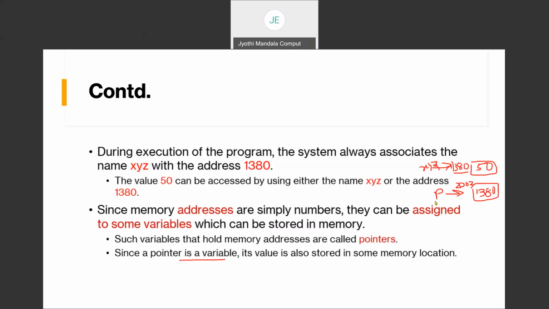Since a pointer is also a variable, its value is also stored in some memory location. And what is the value of that one? That value will be the address of this variable. So observe the difference. Here 50 is a normal integer value, but 1380 is an address. It is not a normal variable. Here P is called a pointer variable. XYZ is called a normal integer variable. That is the difference you all need to understand. So a pointer is a variable which will be holding the address of some other normal variable, and the pointer will also be allocated some memory location to store that address, and for that also one new memory address will be given. Got it, all of you?